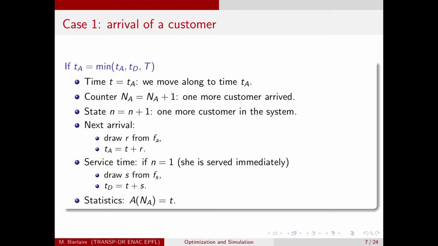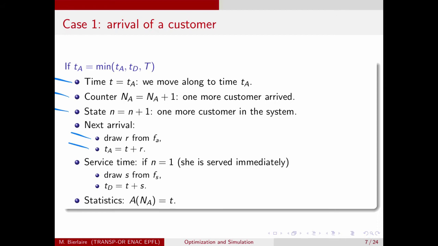Okay, so we move the time to TA. So the current time now is TA when the customer shows up. We increase the counter of the number of customers who arrived, NA, and we also increase the number of customers in the system, the state variable. Good, this was easy to update the variables. Now we need to update the list of events. The first event is when will be the next arrival, but again we draw from the same distribution that we did before, so from the PDF FA, and we update the time of the next arrival. It's T plus R.